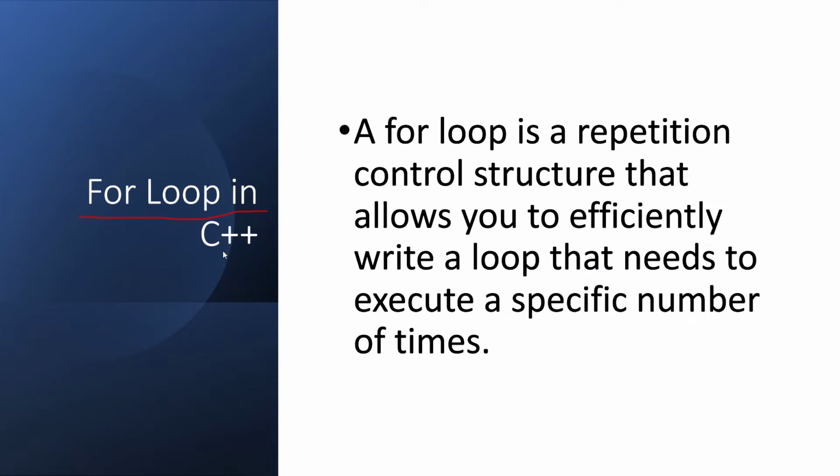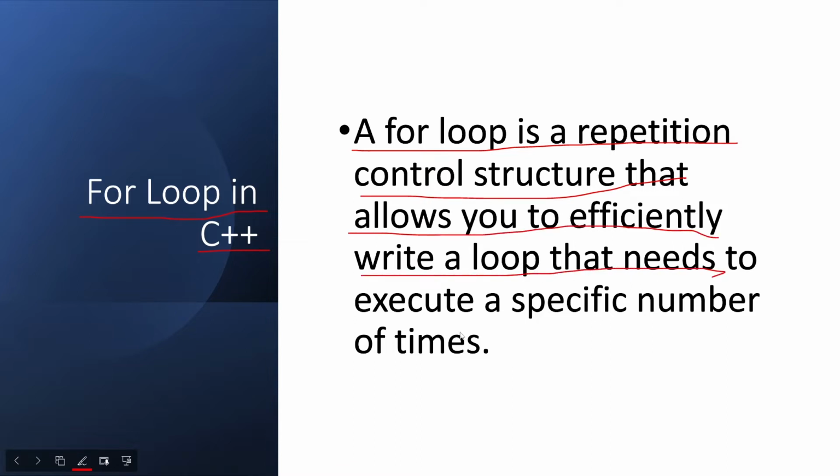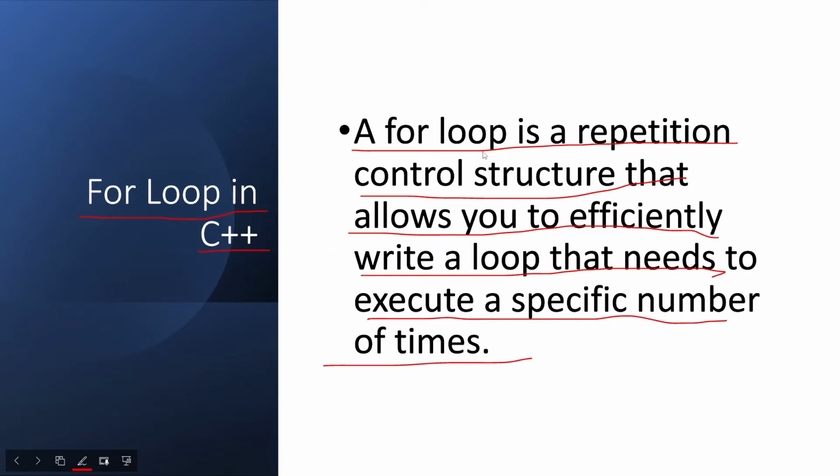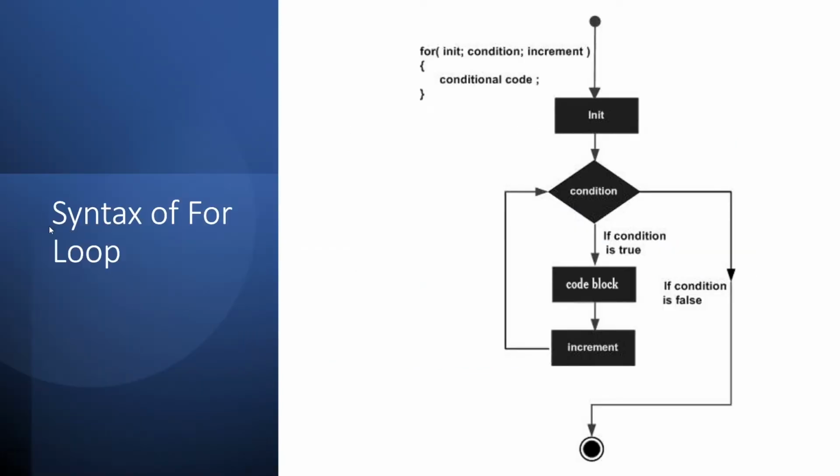What is a for loop in C++? A for loop is a repetition control structure that allows you to efficiently write a loop that needs to execute a specific number of times. Basically, a for loop is used when you have to run the program a specific number of times. Now let's discuss the syntax of for loop statements.